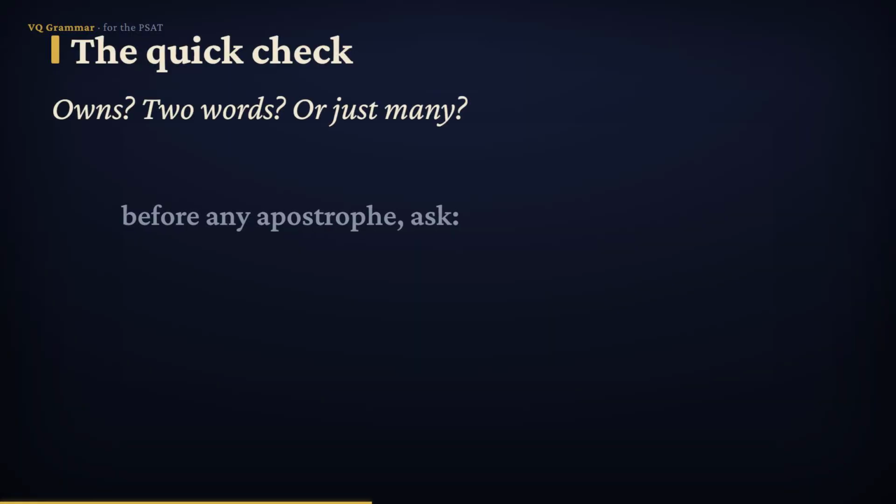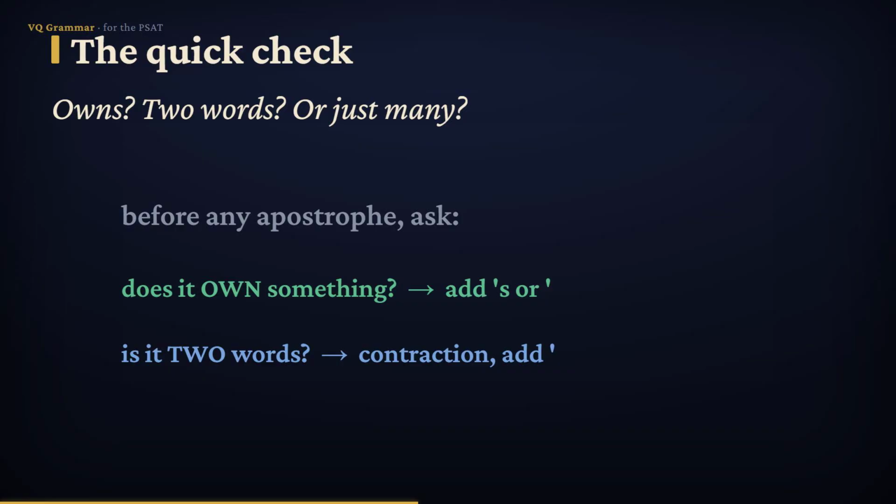So here's your quick check. Before you write an apostrophe, ask 3 things. 1. Does this word own something? If yes, it's a possessive, so add apostrophe S, or an apostrophe alone for a plural ending in S. 2. Is it really 2 words, like it is or do not? Then it's a contraction. 3. Does it just mean more than one? Then it's a plain plural with no apostrophe at all. Owns, 2 words, or just many.